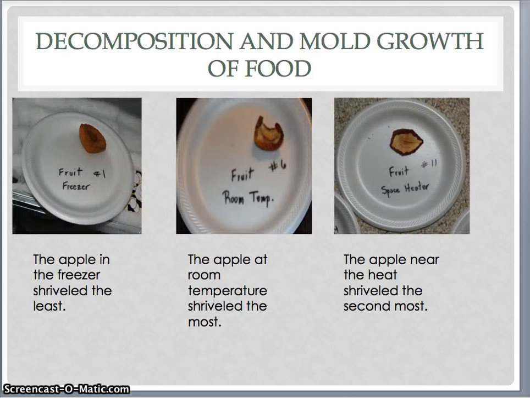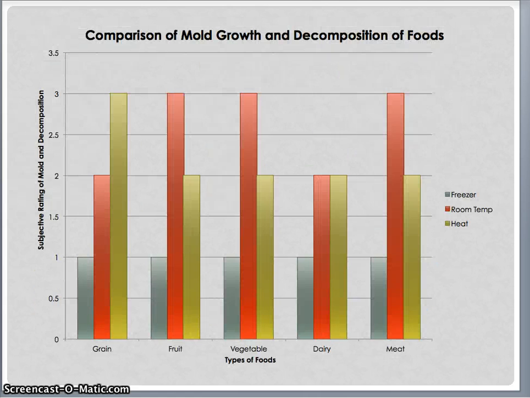Overall, the freezer stopped mold growth and decomposition the most. Contrary to my hypothesis, the heat stopped mold and decomposition the second best. The room temperature proved the least effective, proved by these photos taken on the final day of the experiment. This graph, comparing mold growth and decomposition, also helps prove that the cold proved most effective, the heat second most effective, and the room temperature least effective.